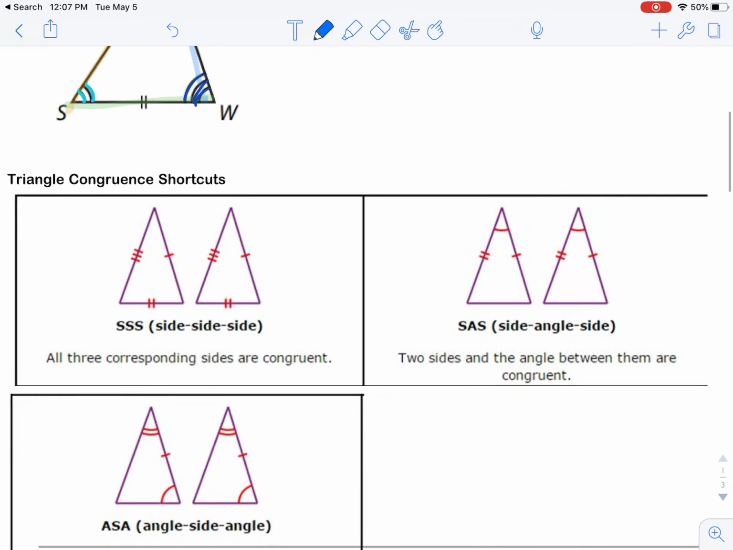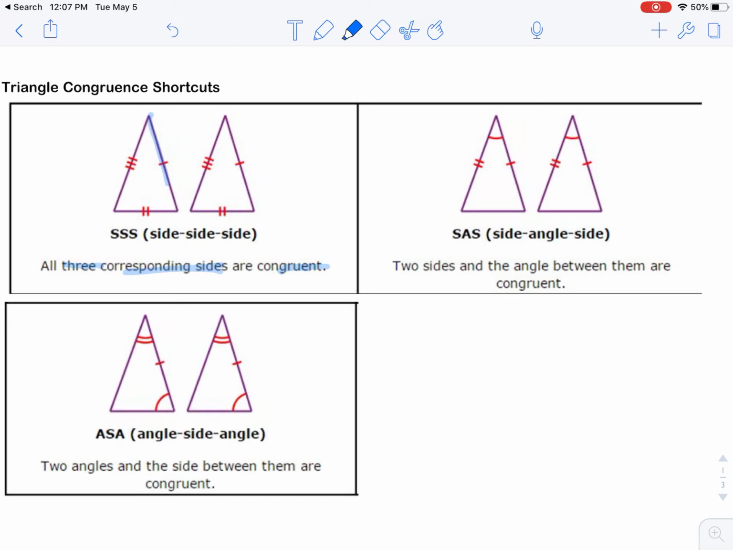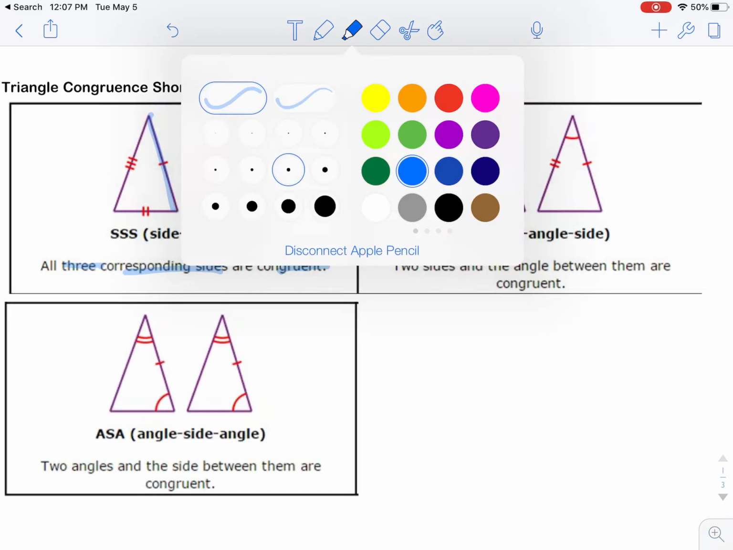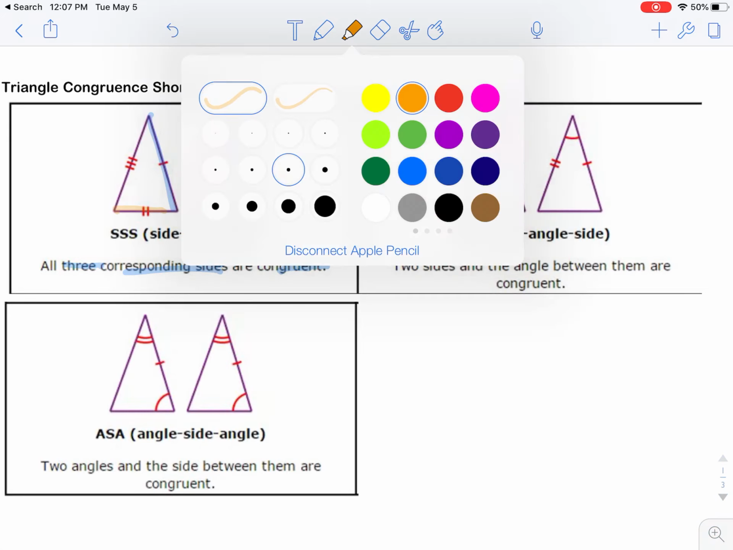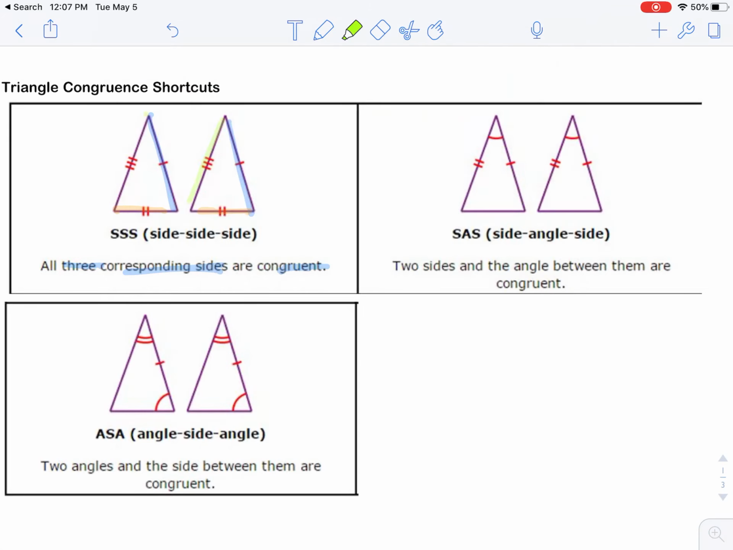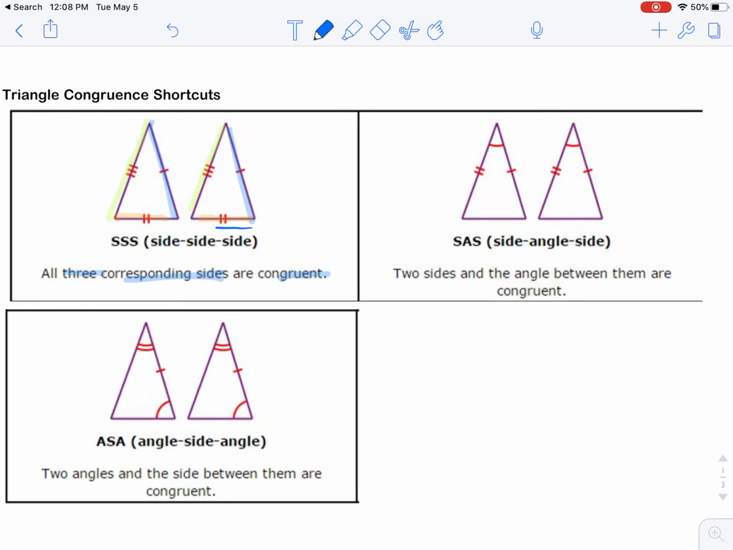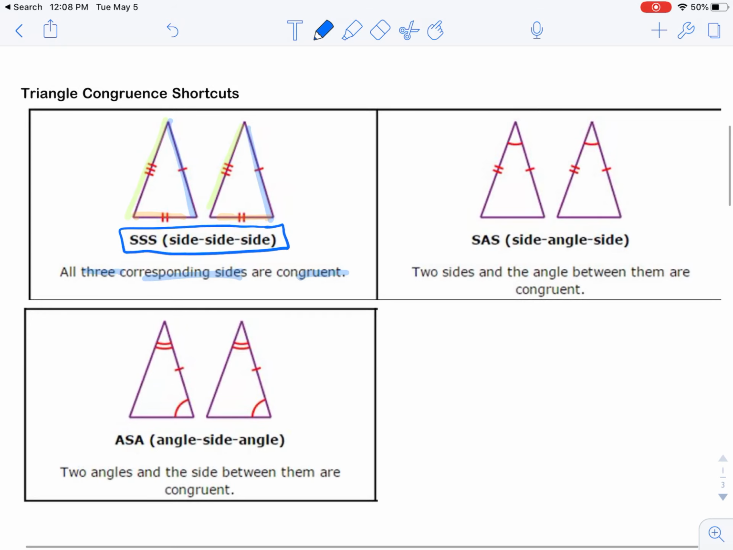So if you have all three corresponding sides congruent, that's enough to say the triangles are congruent. So if you look here, I have one set of congruent sides, I have another set of congruent sides, and I have a third set. So we have all three corresponding sides congruent. So these are congruent by side, side, side. Okay, so this is my first shortcut. So if you have three congruent sides, that's enough to say the triangles are congruent.